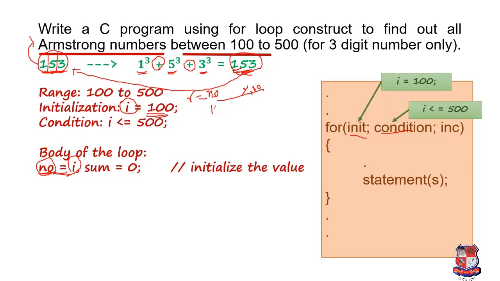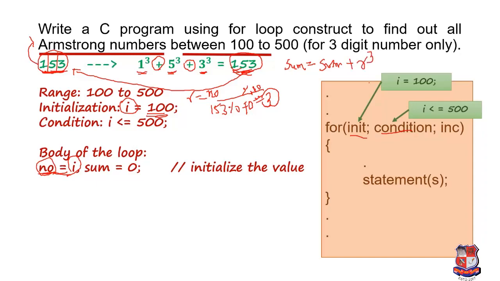For example, 153 modulo 10 will give us the value 3. Now what do we have to do? We have to do the cube of this remainder. For that we have to write an equation like this: sum equals sum plus r cube.